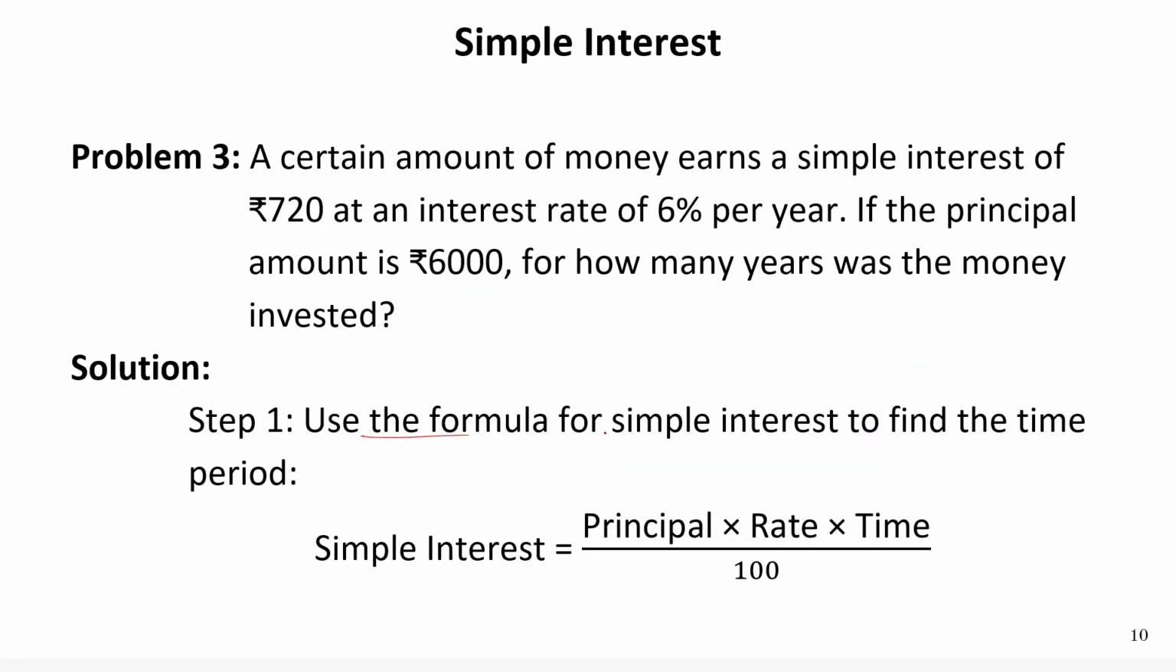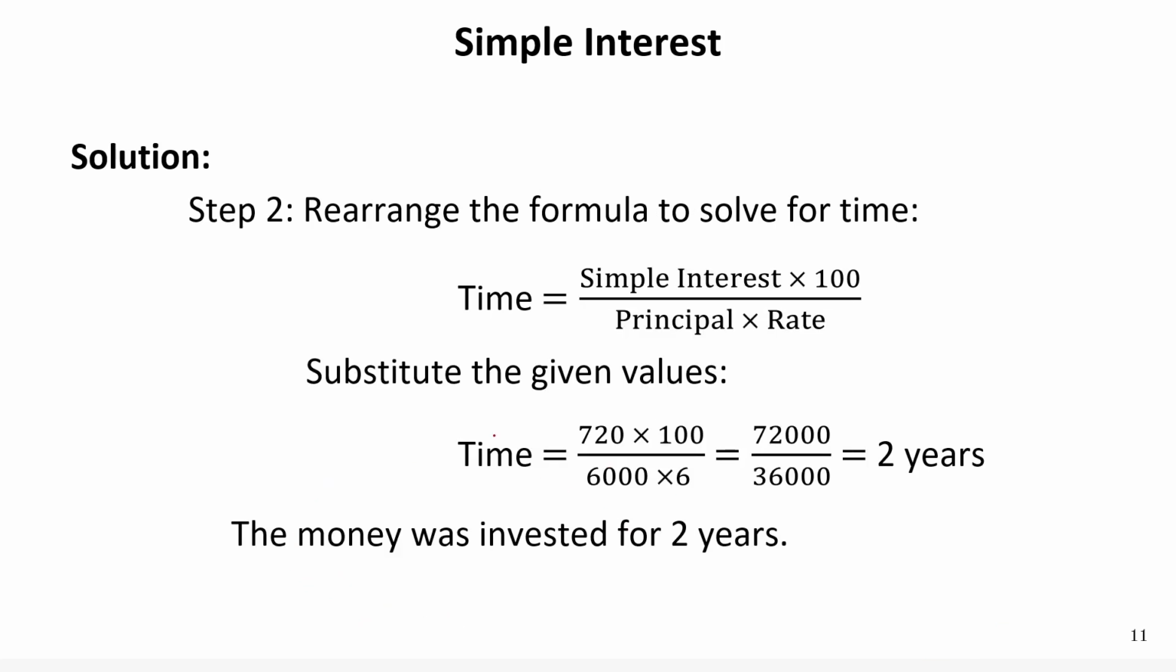Okay, so using the formula for simple interest, simple interest is equal to principal into rate into time by 100, right? So rearranging the formula to solve for time, that is keeping the time on the left hand side as it is the unknown here, and all the other known terms on the right hand side, because we know the simple interest, principal and rate. Simple interest is 720 multiplied by 100, and in the denominator we have principal into rate, that is 6000 into 6%.